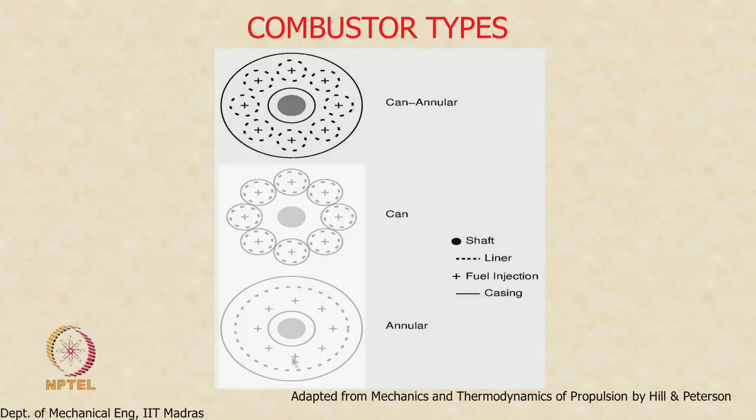In the can combustor, each one has its own casing, so it is more or less completely isolated from the other cans. Here the cans are not completely isolated from the others. They do not have individual casings, they all share the same casing. This is called the can annular combustor. All these three designs have been used. The annular and the can annular are probably more widely used than the can combustor itself.